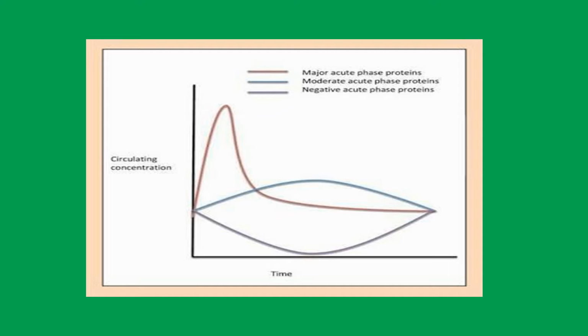Your second group is your moderate acute phase proteins that are becoming elevated gradually, but the elevation is sustained over the course of the inflammation, lasting 1 to 2 weeks. The third group is your negative acute phase reactants or proteins, wherein the level of these proteins drops significantly during the course of the inflammation.